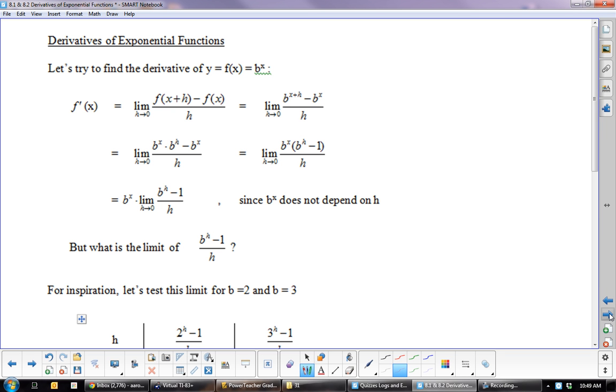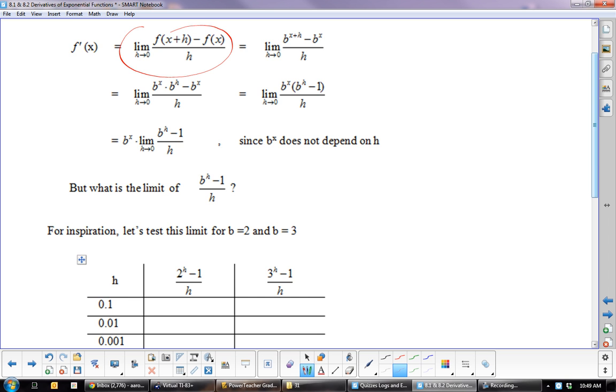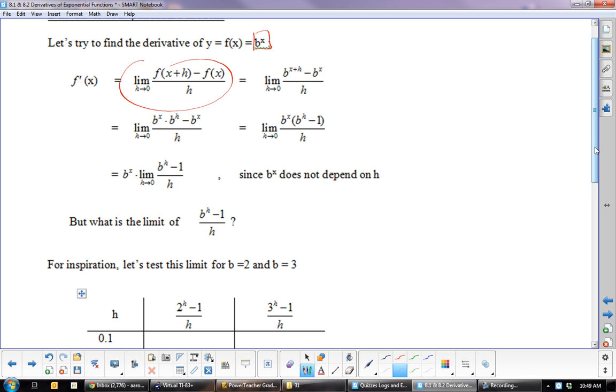Okay, now we just touched on this in 30-1, but today, and tomorrow, we're going to get much more into detail. Now, if we try to find the derivative of b of x, if you remember, the derivative formula is this here. And if we're going to use b to the x, then we put (b to the x plus h minus b to the x) all over h.